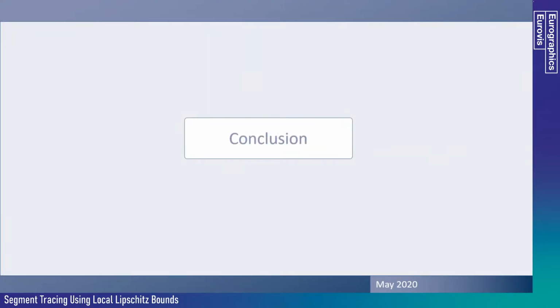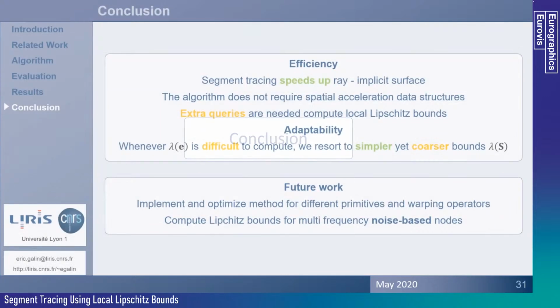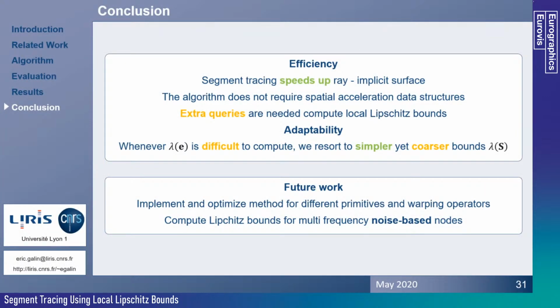We are about to finish. Let's review and conclude. We have presented a method for computing the local Lipschitz bound that allows us to better adapt the marching distance and speed up the ray implicit surface intersection computation by 1 to 2 orders of magnitude. Accelerations come at the price of extra queries to compute the local Lipschitz bounds using different strategies.